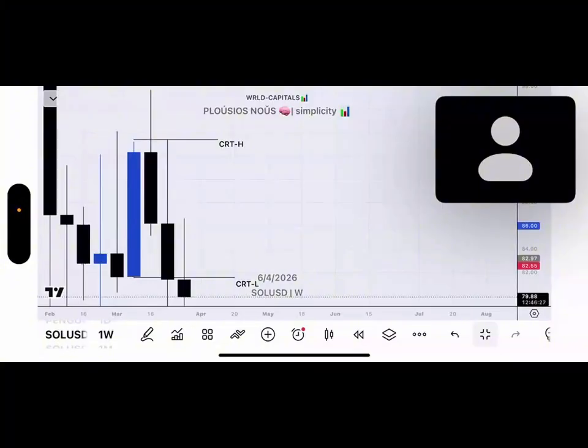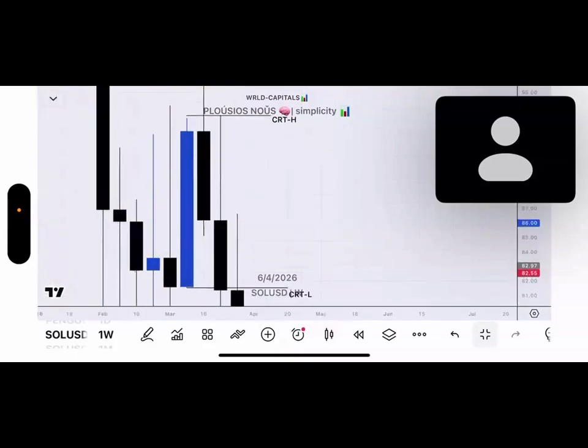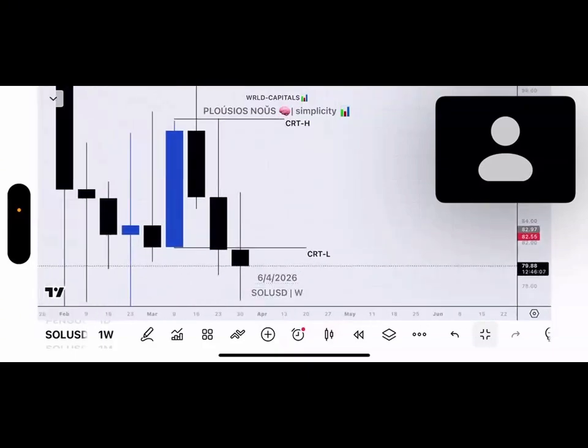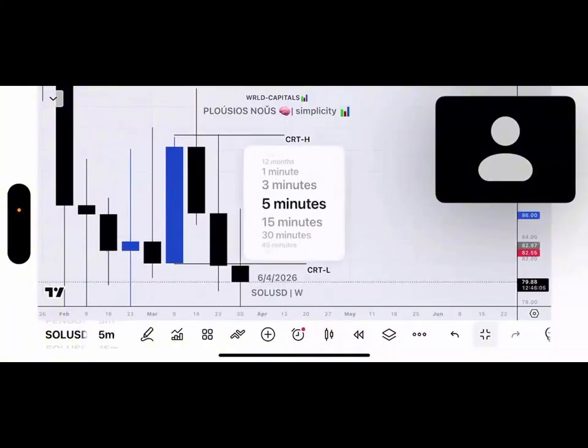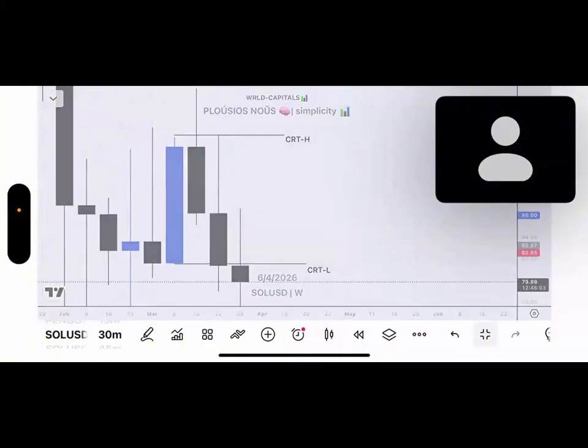Then if you're using 4 hours to find your bias of CRT, you have to use your 5 minutes, 15 minutes, and 30 minutes to find your entry. You understand? Sometimes with the daily too, you can find your entry with a lower time frame. I've seen it work with lower time frames, yeah, with some crypto pairs. So now we'll go to our 30 minutes time frame.